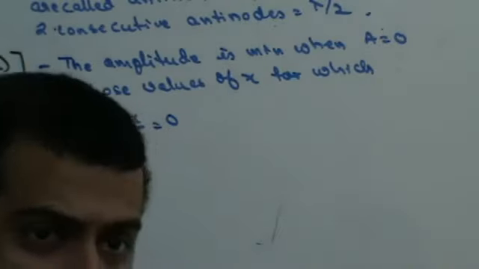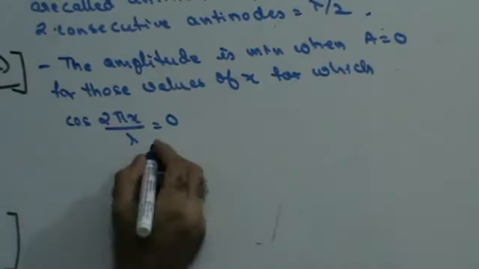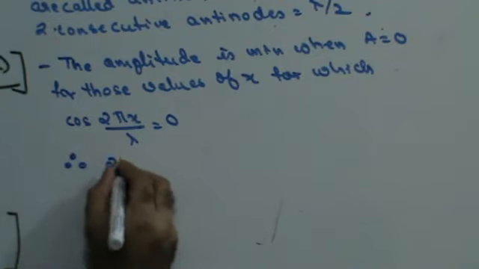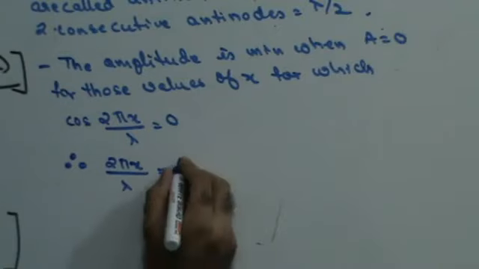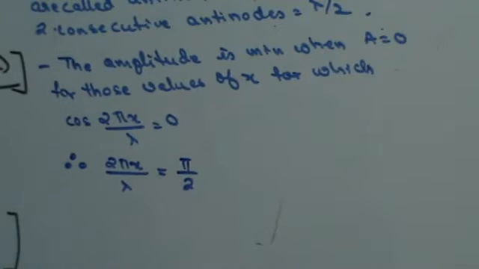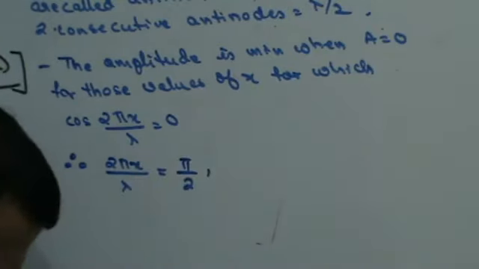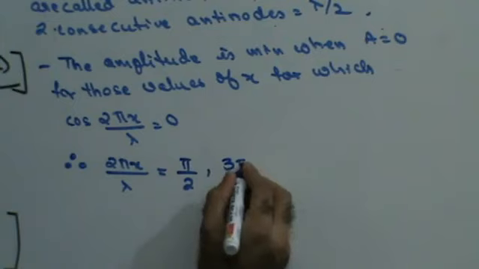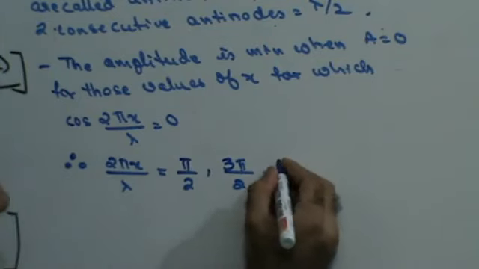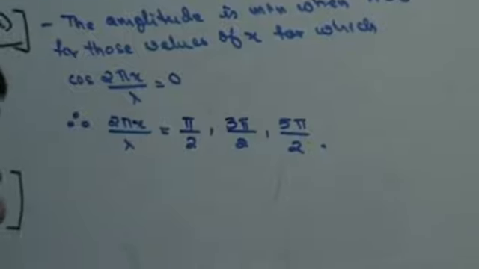Now we know that this is possible. Therefore, I can say that 2 pi x by lambda, we know that cos of 90 is 0, then you can have 3 pi by 2 and so on, 5 pi by 2. Cos of 90 is 0, 270 is 0, and so on and so forth.